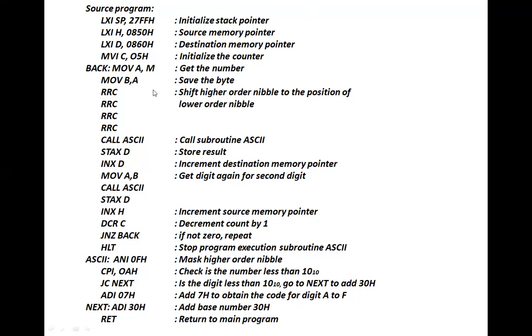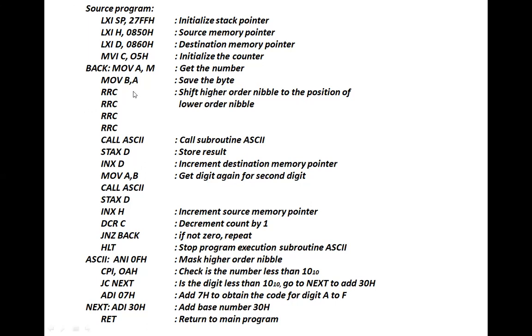Suppose the first number is 01. So we have to adopt a process in which we have 01. So 0 has to be taken separately, 1 has to be taken separately, and then we are going to do the addition process. So once we store the number into the accumulator, temporarily we save that number in the B register also for later use, because we have to separate 0 and 1. So one by one we will be separating.